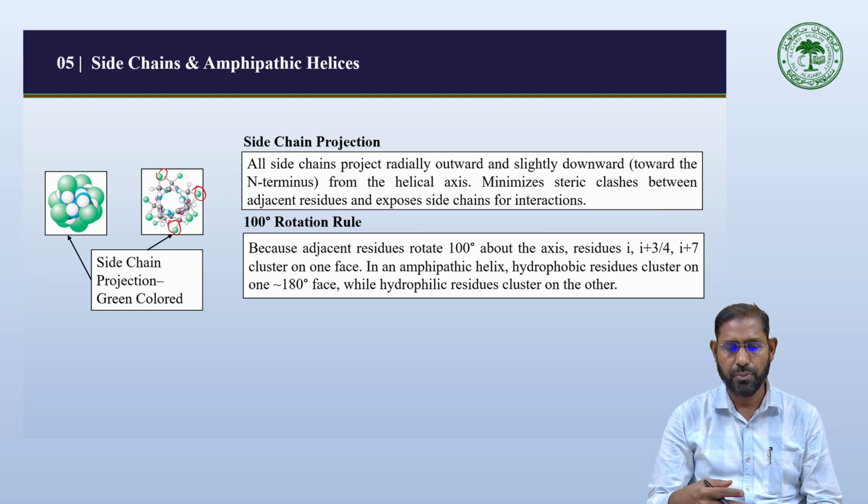To say it simply, most of the side chains protrude outward and slightly downward, mainly toward the N terminus from the helical axis. Because of this projection, it minimizes steric hindrance between adjacent residues and also exposes the interaction sites. That is very important. They also follow the 100-degree rotation rule, because adjacent residues rotate 100 degrees about the axis. The residues i, i plus 3, i plus 4, i plus 7 cluster on one face.